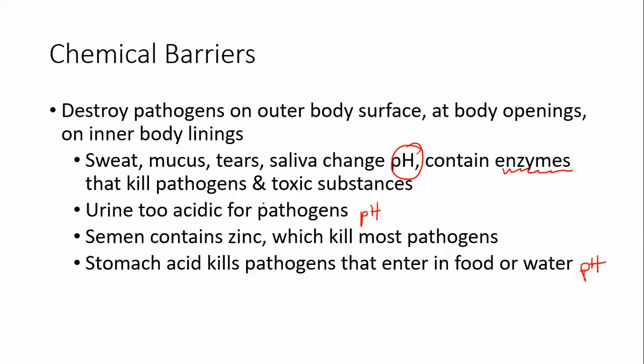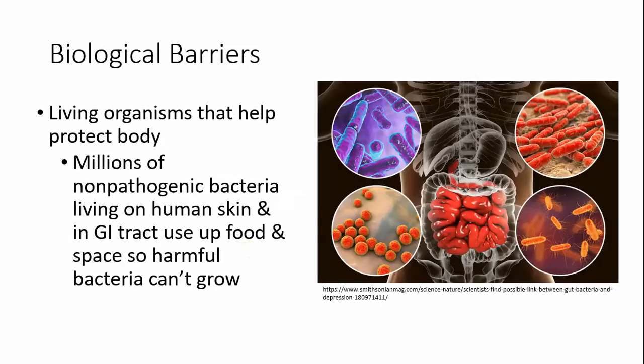Then semen contains zinc, and zinc will also kill most pathogens. You have a number of chemical defenses that your body can employ anywhere there's a possible entry point for a pathogen. Then the biological barriers are the various non-pathogenic bacteria that live on your body or in your body. So the major places where you'll find them are outside on your skin and inside on your gastrointestinal tract, or basically your stomach and your intestines.